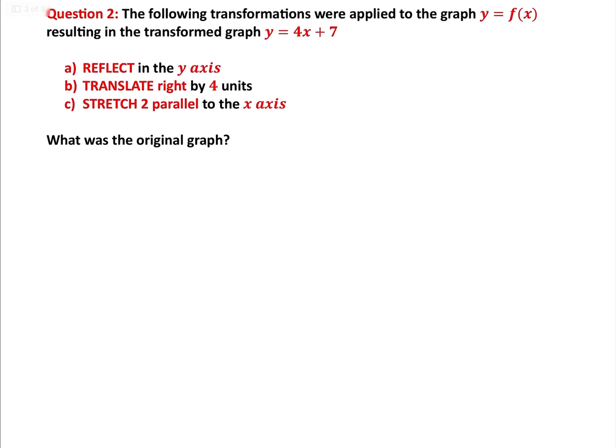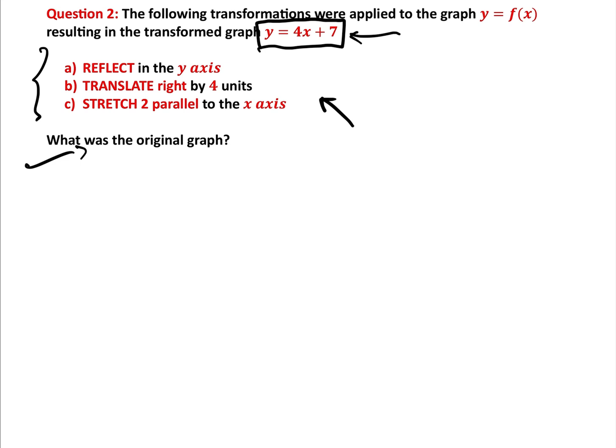Question number 2, this is quite interesting because they give us the transformed graph, y equals 4x plus 7, and they give us the transformations, and they ask us what was the original graph. Now the way that you have to do this is you have to go backwards through these, doing the exact opposite from where we finish, going backwards to where we start.